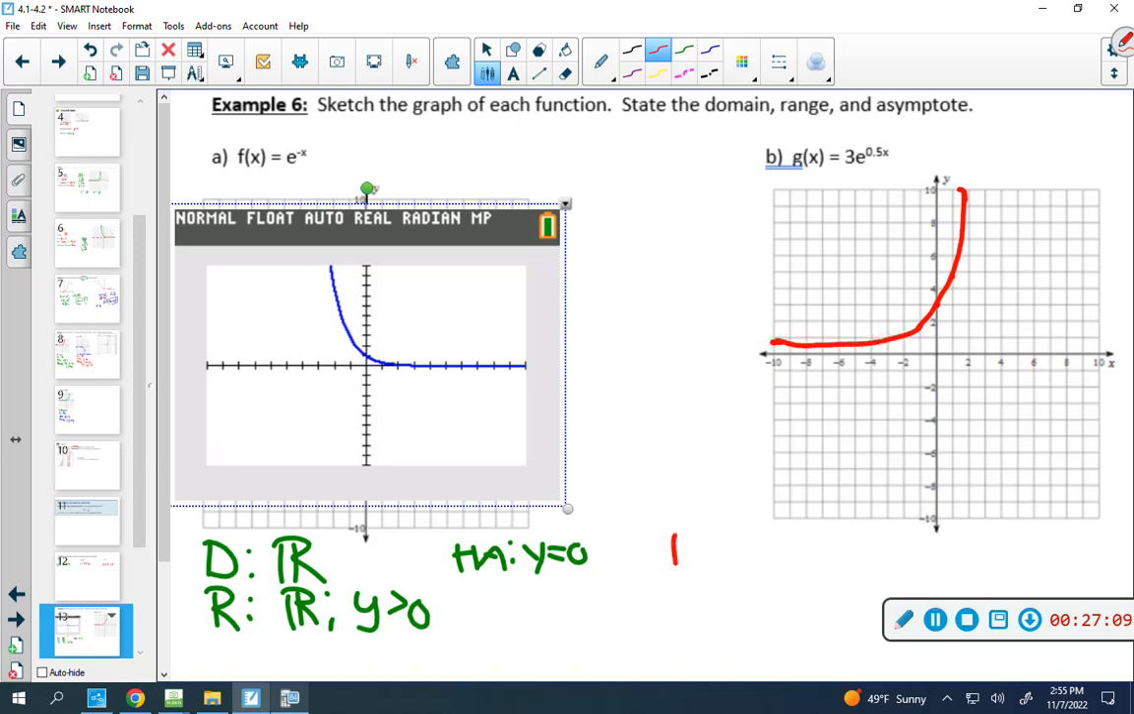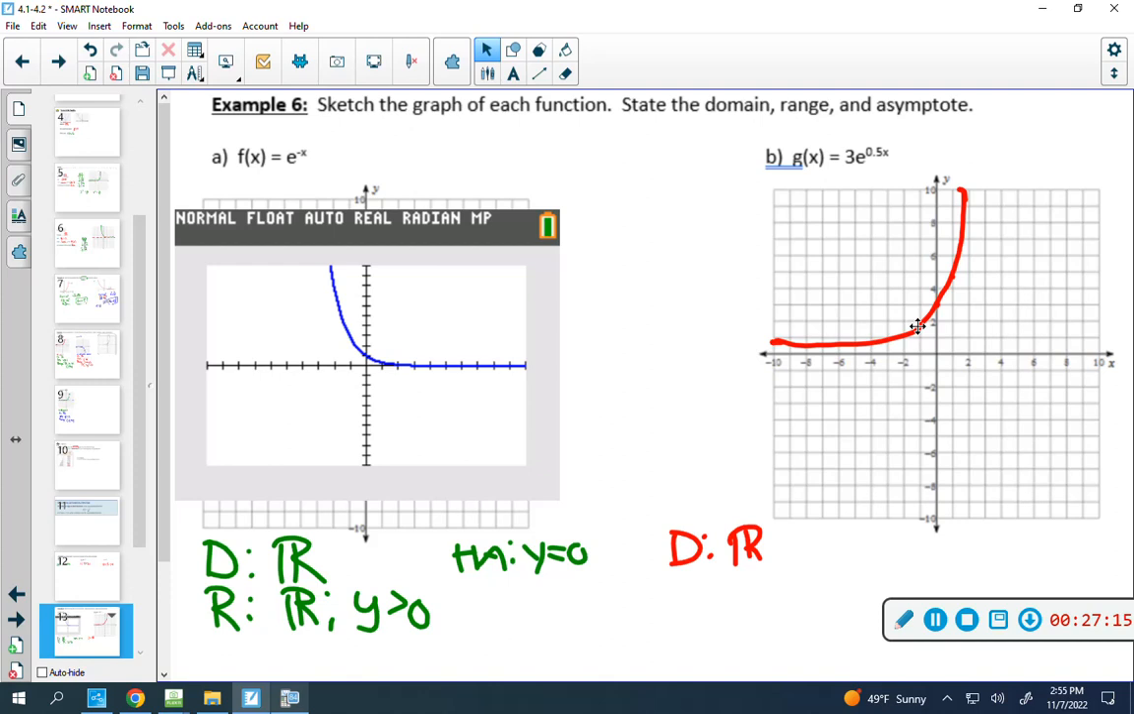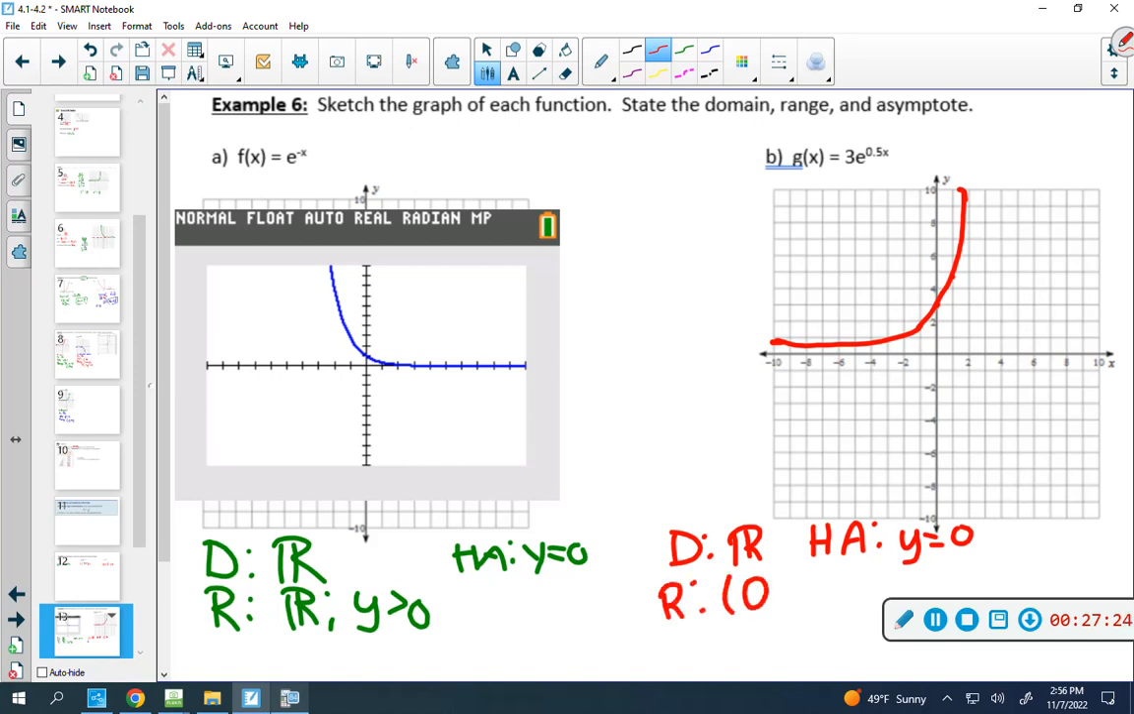Okay, domain the same. Of course, are all the same. It's all the same stuff. No vertical shift, so our asymptote's still at 0, and we are above 0 for the range. We can go in interval notation just to mix it up for us. Okay. So any questions on the graphs?